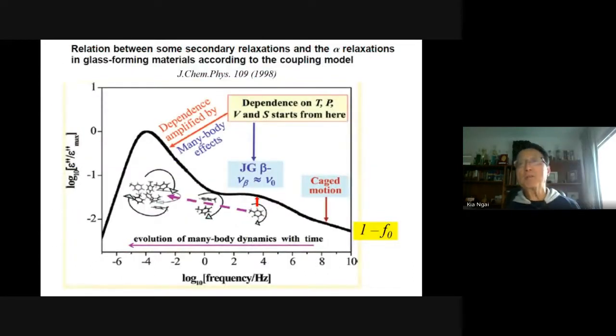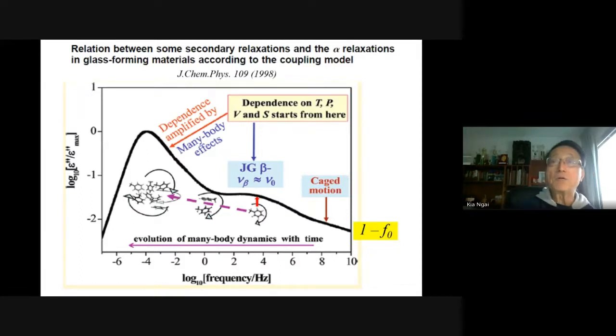So this is the pictorial picture, which you eventually will come to discuss even the shorter time process, which is called the cage motion here. You can see a picture of alpha on the left, and then there's a bump, sometimes even better resolved, which I call JG beta now. And the idea is that this threshold count has this relation: nu beta, or this frequency now, is nearly of comparable magnitude to nu zero.